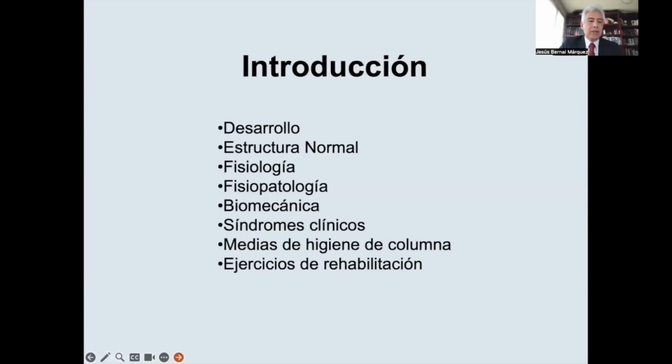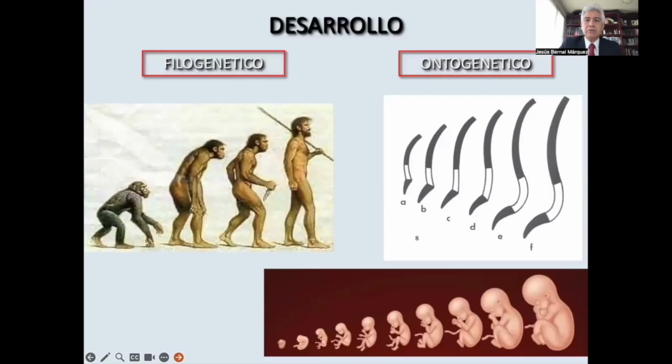We are doing the introduction. We're going to see the development of the spine. We're going to see the normal structure, both macroscopically and microscopically, the physiology, the pathophysiology, the biomechanics that is beautiful in the spine, some clinical syndromes that are related to this, so that we understand precisely what the clinical usefulness is. The spinal hygiene measures that are precisely focused on avoiding all overuse or misuse of the spine, as well as rehabilitation exercises.